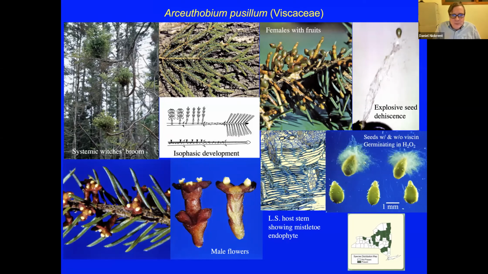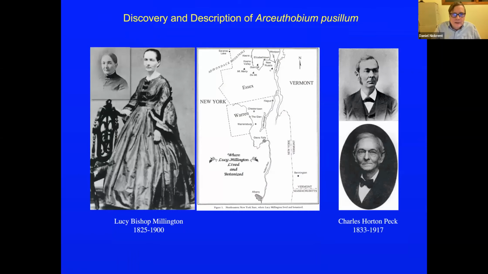Well, oops, one more slide here. Come on. There we go. To talk to the Native Plant Society about dwarf mistletoe, I'd be remiss not to mention Lucy Bishop Millington. She was the first botanist to discover it in New York. And there's the map of her area. She actually found it up, I think, right around in here, around Lake George.